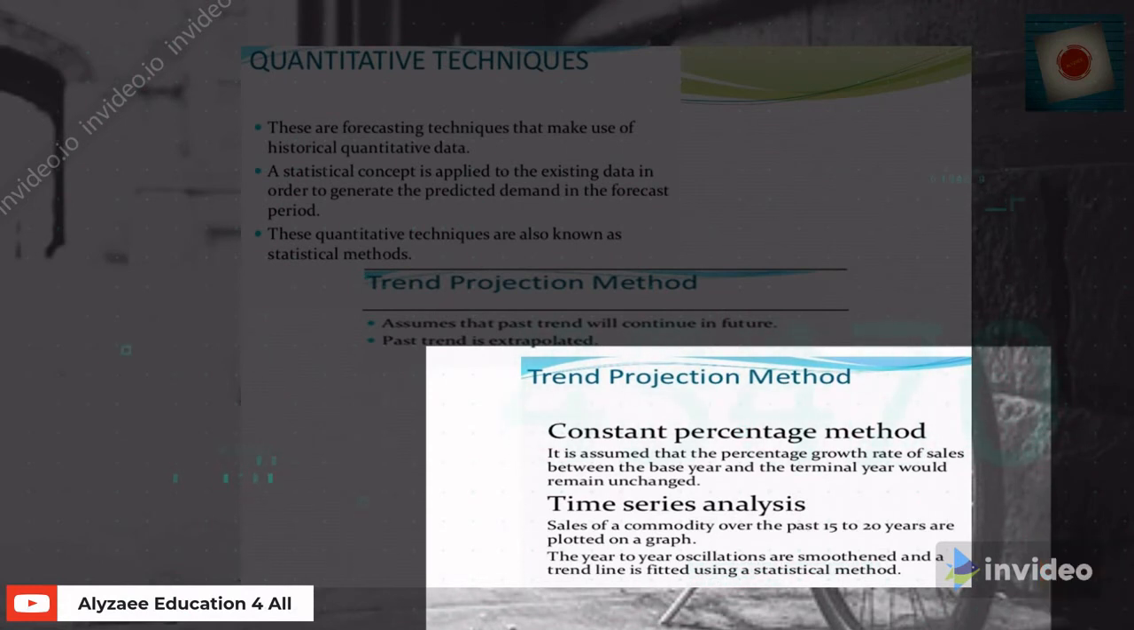Trend projection method assumes that past trends will continue in the future. The past trend is extrapolated. In the constant growth method, it is assumed that the percentage growth rate of sales between the base year and the terminal year would remain unchanged. Whereas in time series analysis, the sales of the commodity over the past 15-20 years are plotted on a graph. The year-to-year oscillations are smoothened and a trend line is fitted using a statistical method.